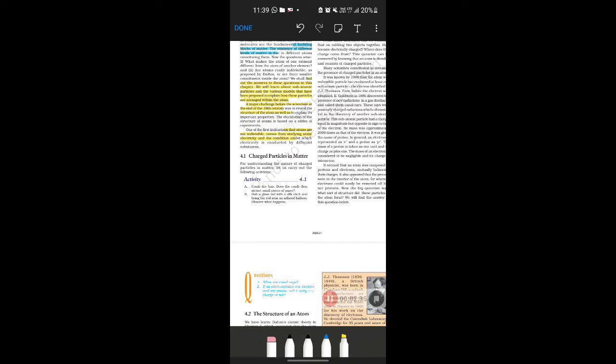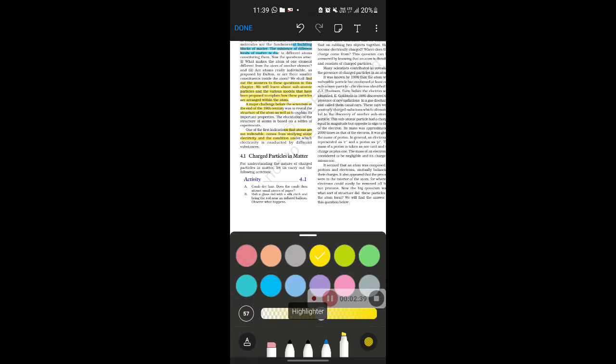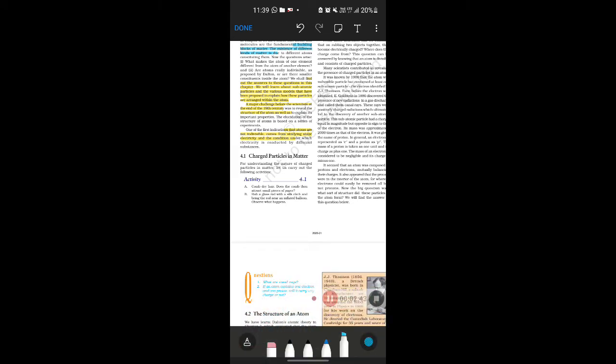As you can see in your book, what are the charged particles? Here you can see two activities are there. Comb dry hair. Does the comb then attract small bits of paper or not? So, let's start with this. We have a comb and small bits of paper.